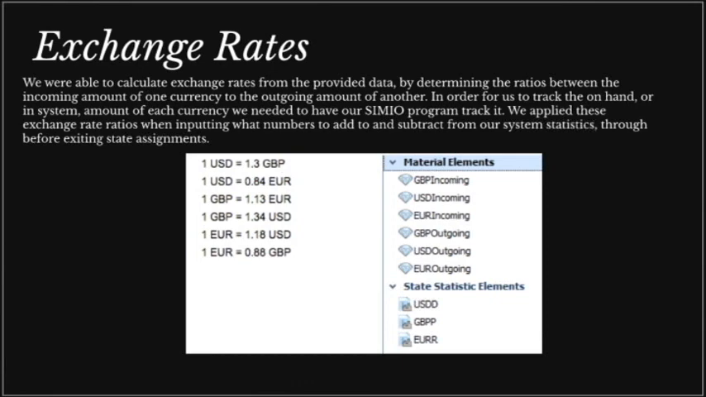SIMIO model. We were able to calculate exchange rates from the provided data by determining the ratios between the incoming amount of one currency to the outgoing amount of another. In order for us to track the on-hand or in-system amount of each currency, we needed to have our SIMIO program track it. We applied these exchange ratios when inputting what numbers to add to and subtract from our system statistics before exiting state assignments. This allowed us to equate what amounts we'd have on hand depending upon what amounts of particular currencies left the system and entered the system.